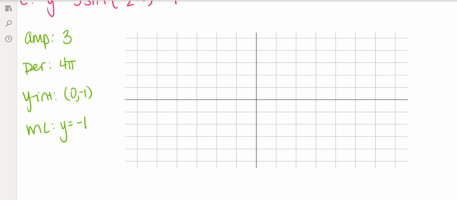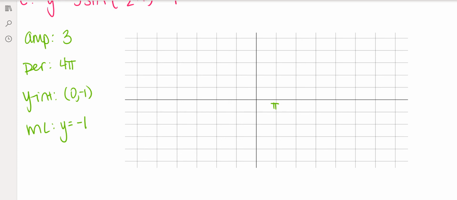If I were to stick, don't write this, if I were to stick with every 2 boxes is a pi, I don't have enough room on here to get all the way out to 4 pi. I'd barely reach 4 pi somewhere out here. So maybe I need to change where I put 4 pi. And if you have plenty of room, go every 2 boxes is 4 pi. Then you really get to see that stretch that is occurring with a period of 4 pi. If you don't have room, then you probably want to go where every 1 box is pi.